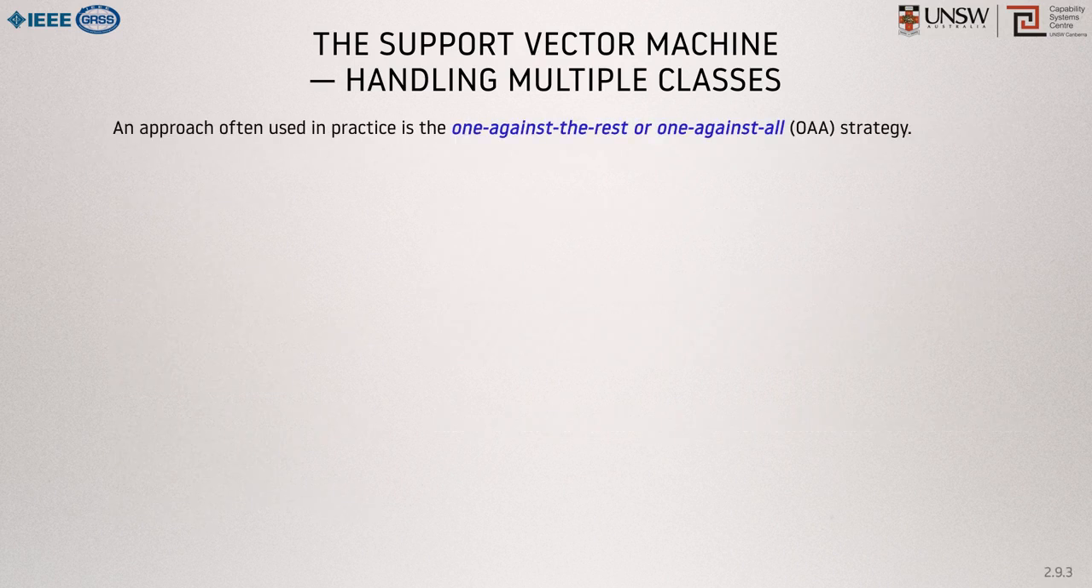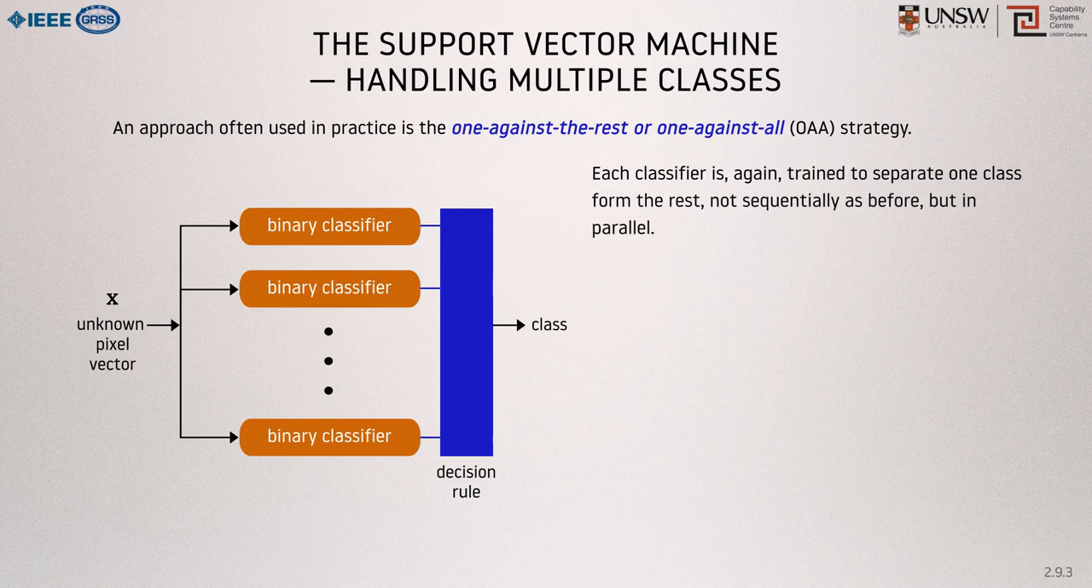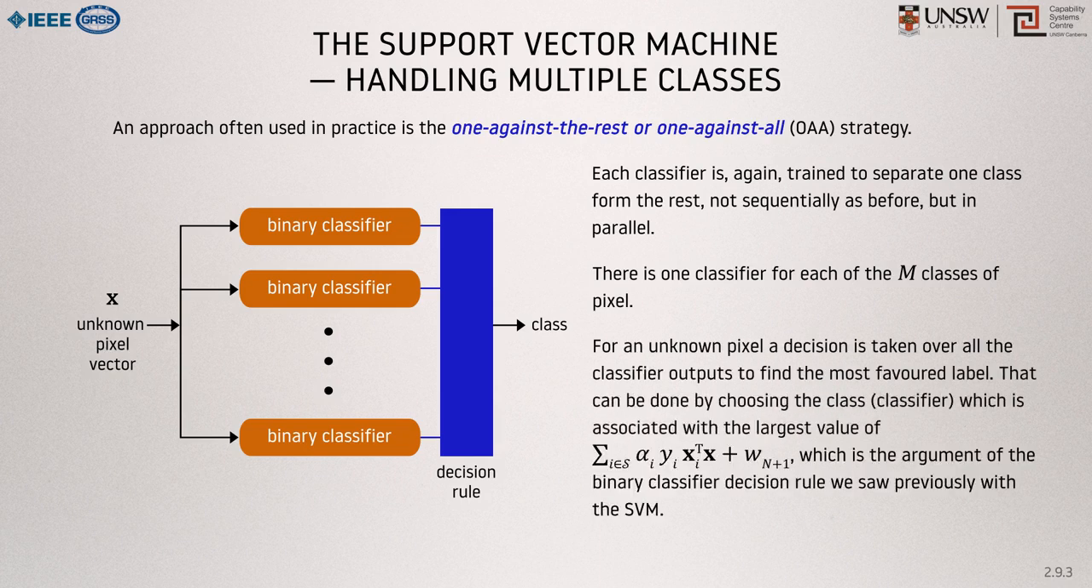A preferable approach is to use the one against all strategy, in which a set of binary classifiers are trained in parallel. Each classifier separates one class from the rest, so there are as many classifiers as there are classes. Having been trained, then when used to classify unknown pixels, the decision rule applied at the output of the tree selects the most favoured label based on the SVM decision rule.